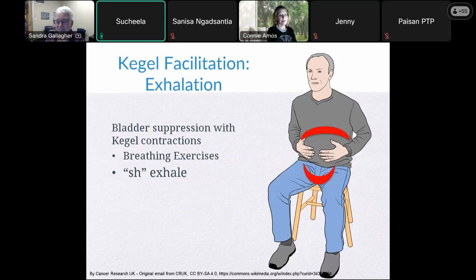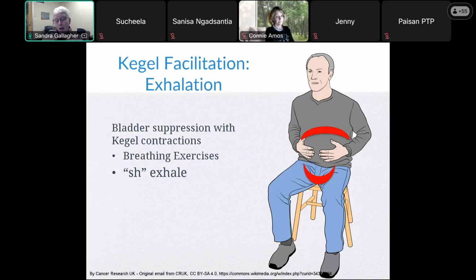May I ask? Yes. The technique that you said that we need to practice because it's a paradoxical movement. Can we facilitate the patient that are bedridden to do that in bed? And what position in bed to facilitate best?